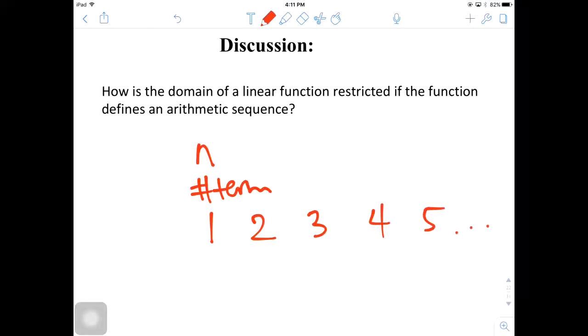You can't say, hey, 1.5 term. There is no such thing. It's either term 1 or term 2. You cannot say, oh, term 1.5. There is no such thing. So that would be the restriction.